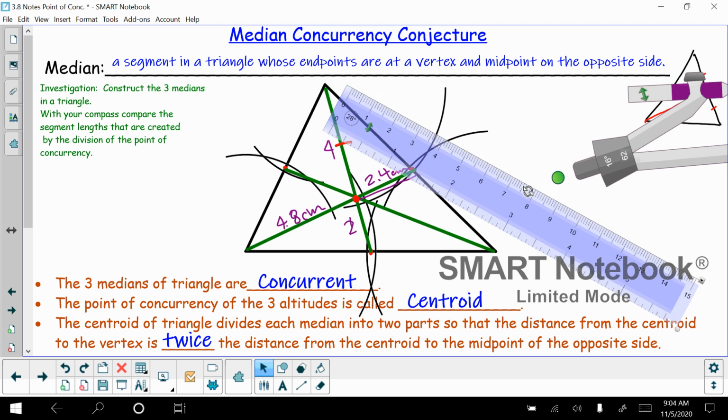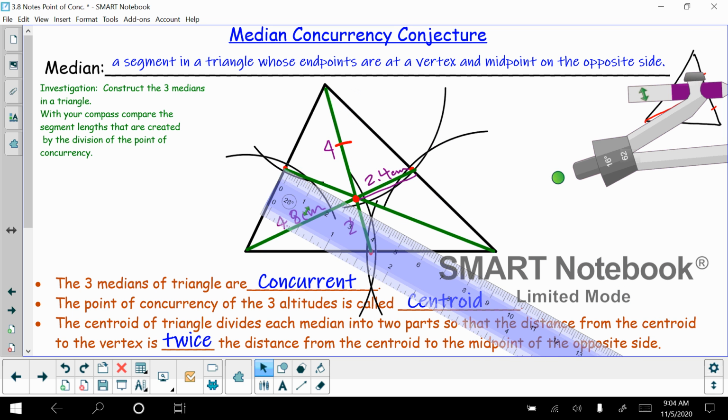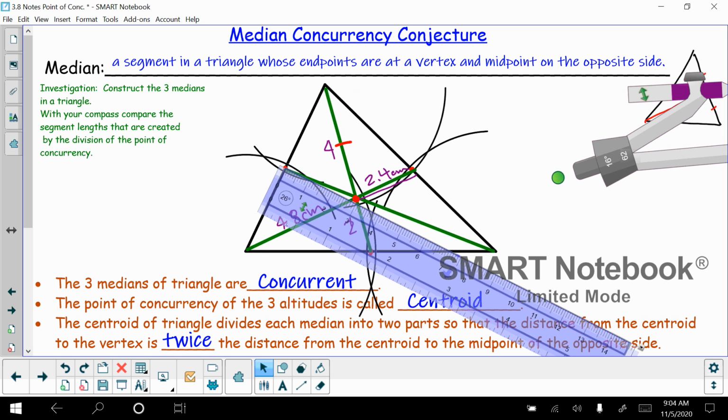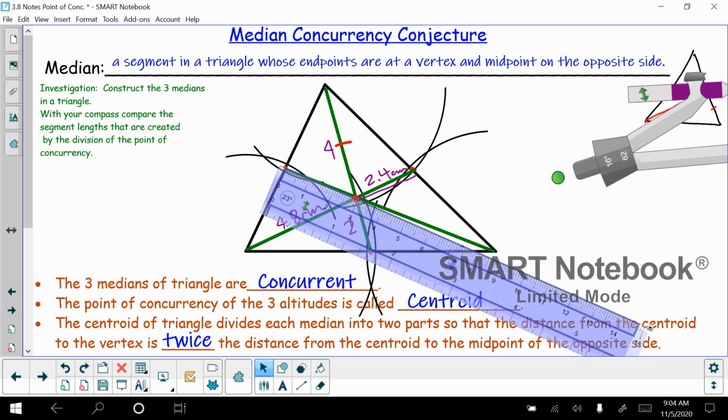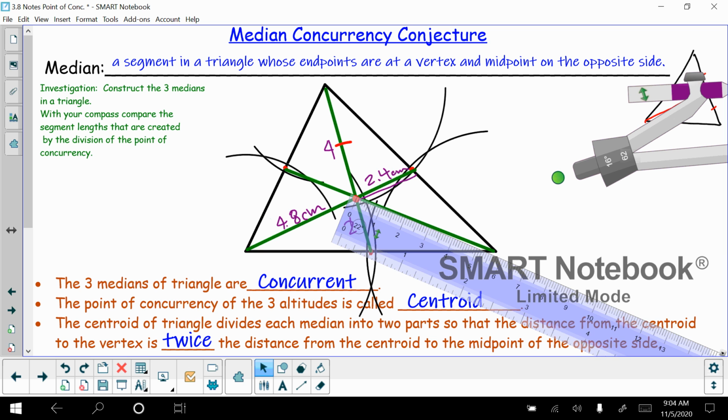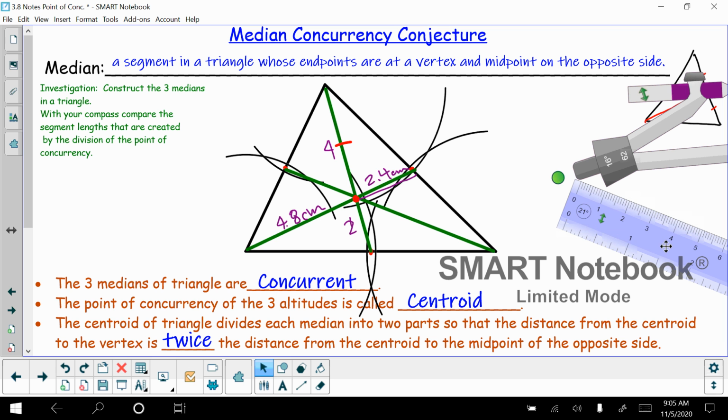So same thing over here. Let's measure the last one just to be sure. This one should be, so it looks like that's about 2.8 centimeters, something like that. And this one is about 5.6. So 2.8 and 5.6. You see how that ended up being half of that one over there? Okay. All right, so that's the median concurrency conjecture.